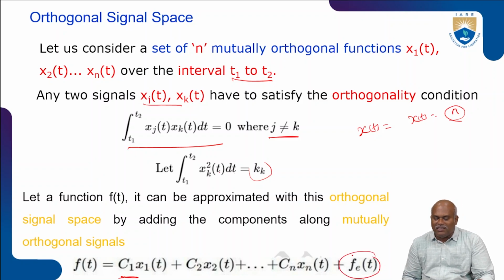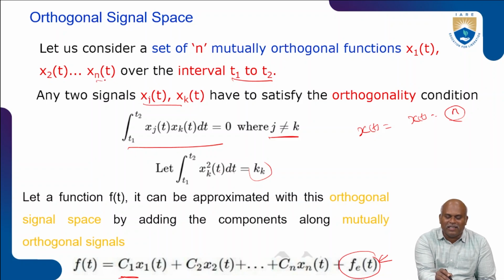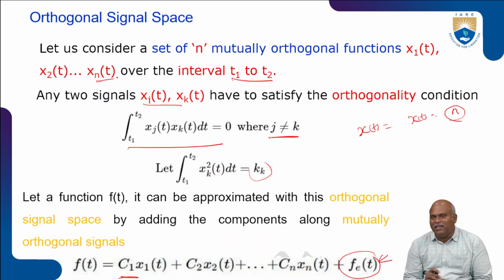As the first case, for signals with the orthogonal condition in the vector space, the error is fe of t. So we add that error here: f of t is equal to c1 x1 of t plus c2 x2 of t plus c3 x3 of t, up to c of n x of n t, plus fe of t.